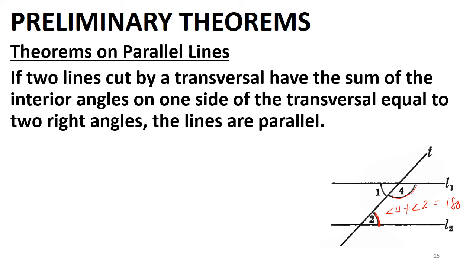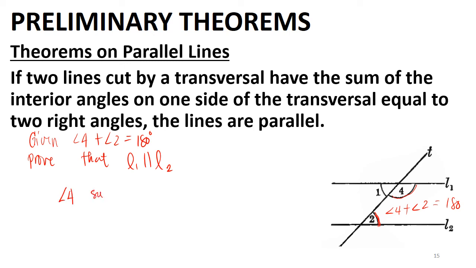Okay. How do we prove this? So, given that angle 4 plus angle 2 equals two right angles or 180 degrees, prove daw natin na si L1 ay parallel kay L2. Paano natin i-prove? What are the proofs? Diba? Angle 4 is supplementary to angle 1. Kasi they form a straight line. Okay, sinabi na natin to kanina or may theorem na tayo kanina regarding this na if two angles has a sum of 180, then they form a straight line. Or kung they form a straight line, then their sum is 180 or they are supplementary.